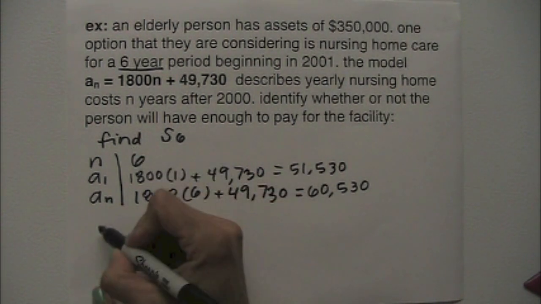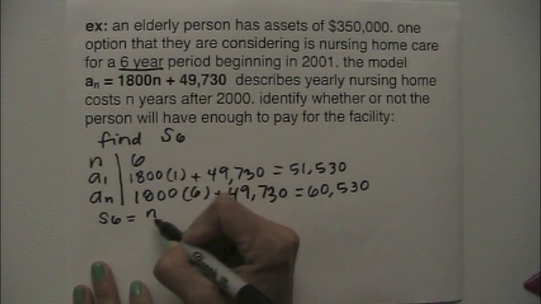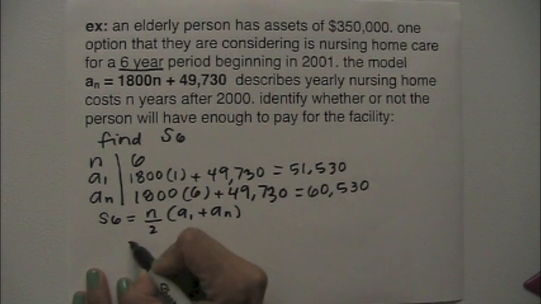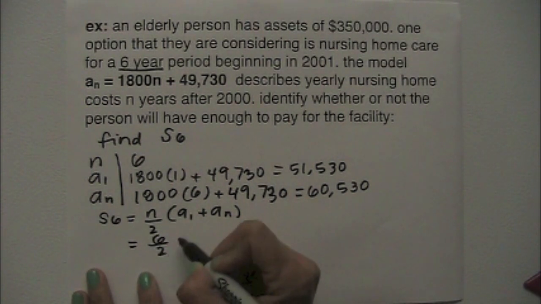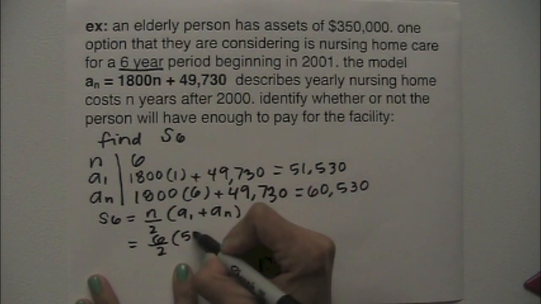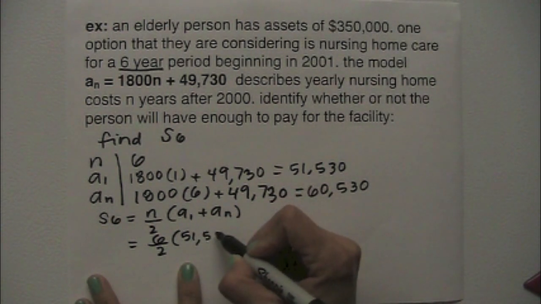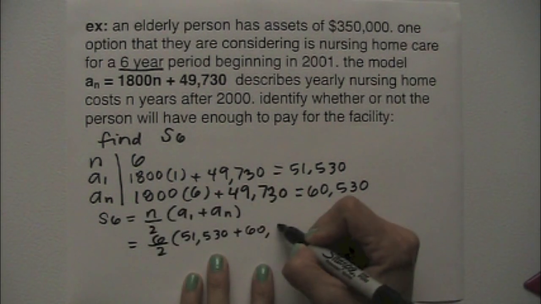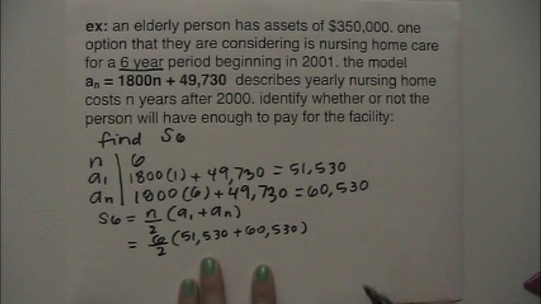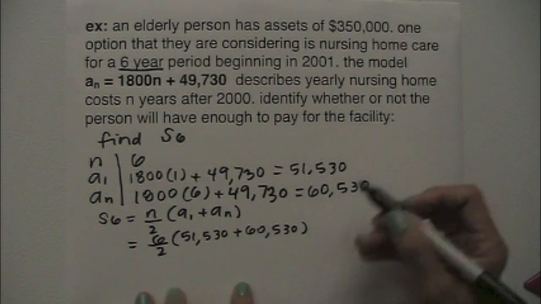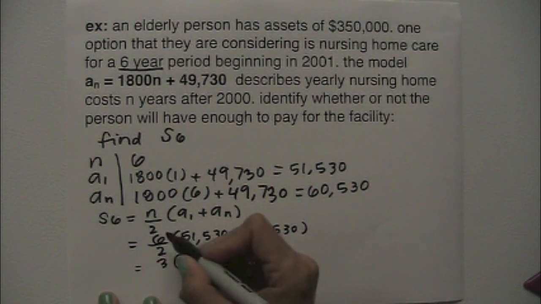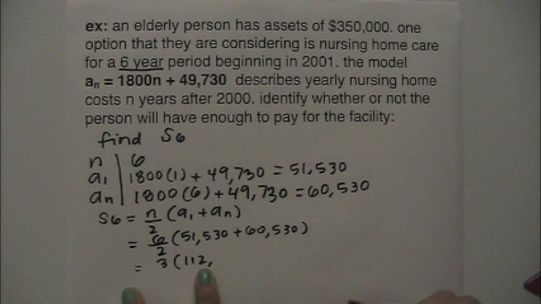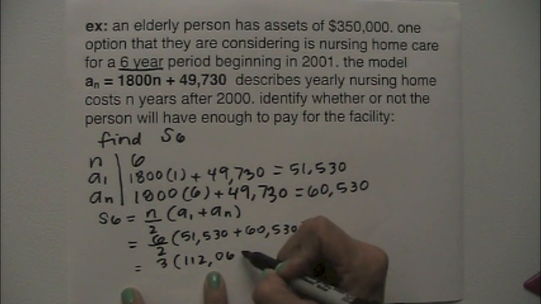To find S sub 6, we're going to use the same formula. N divided by 2 times the quantity a sub 1 plus a sub n. A sub 1 is 51,530. A sub n is 60,530. So if we add these together, we get 3 on the outside, 112,060.